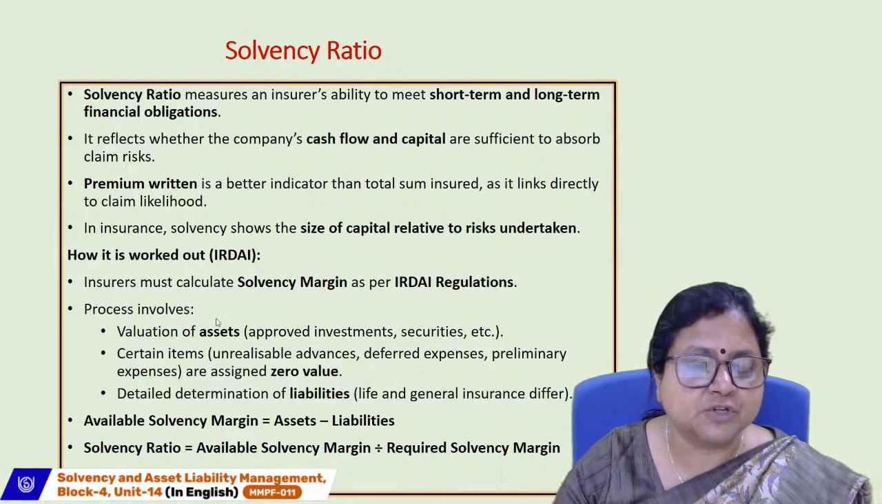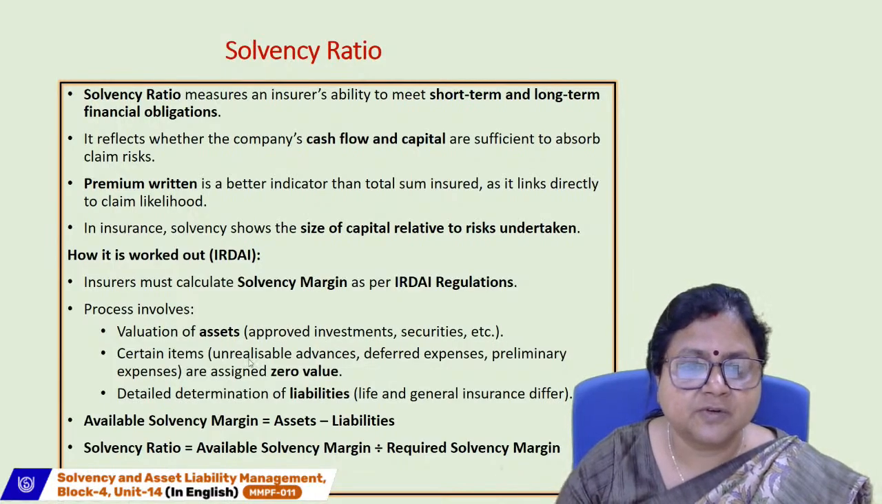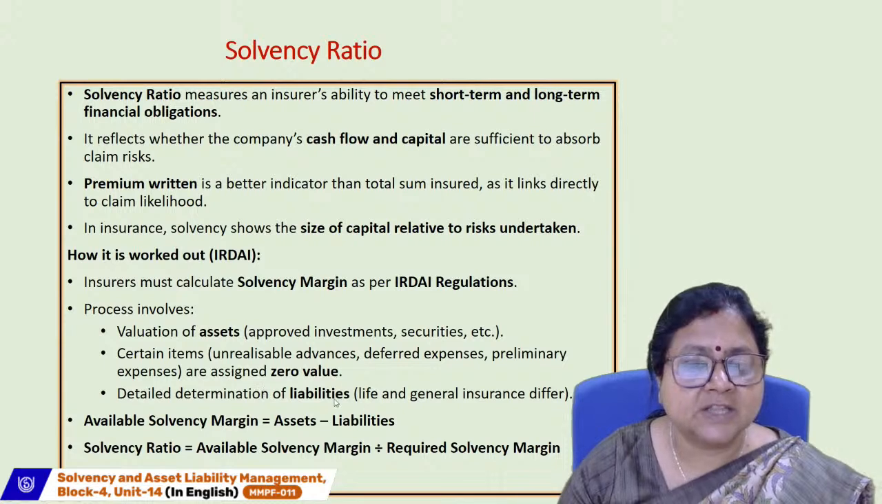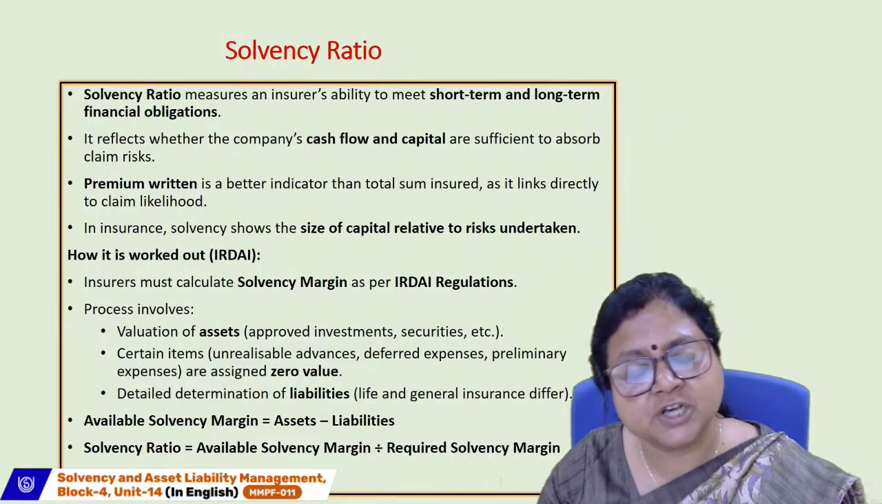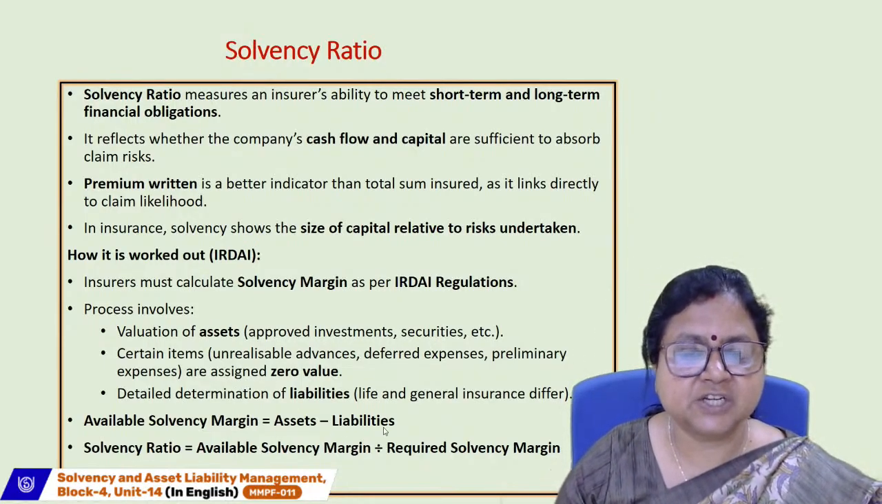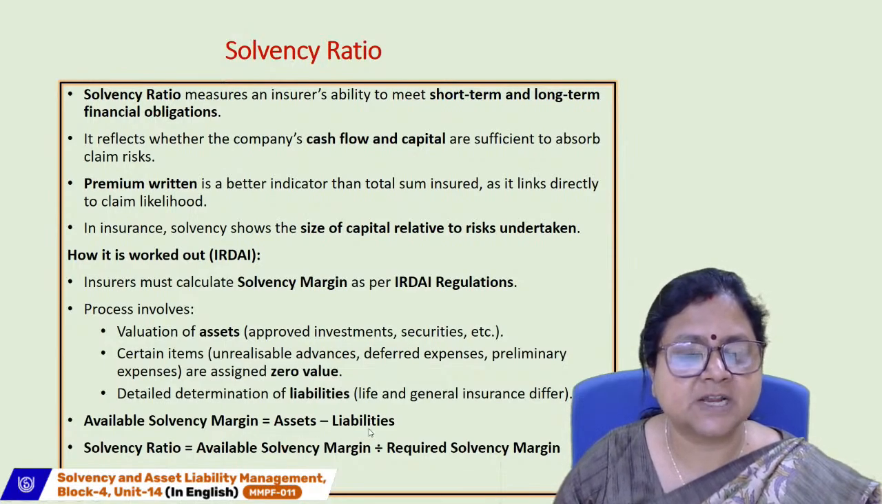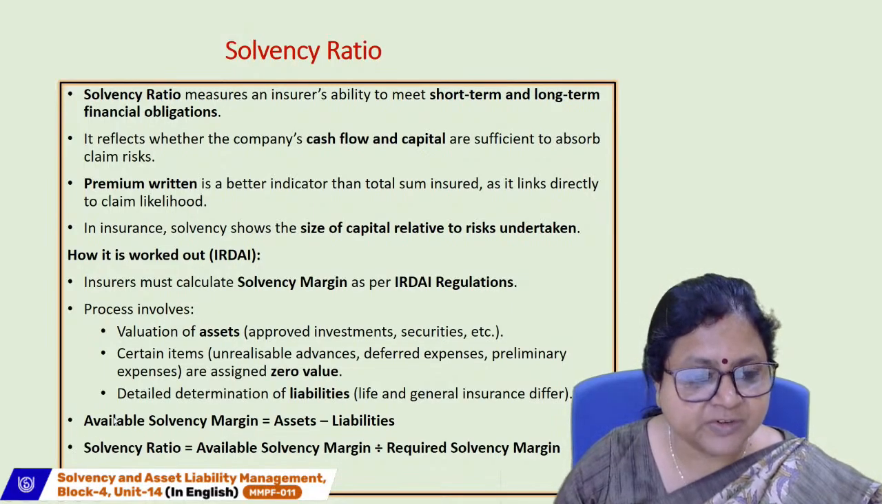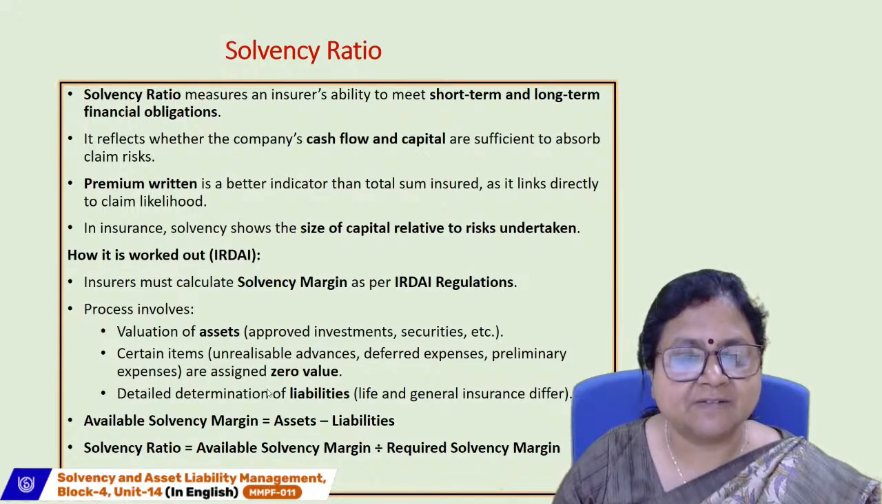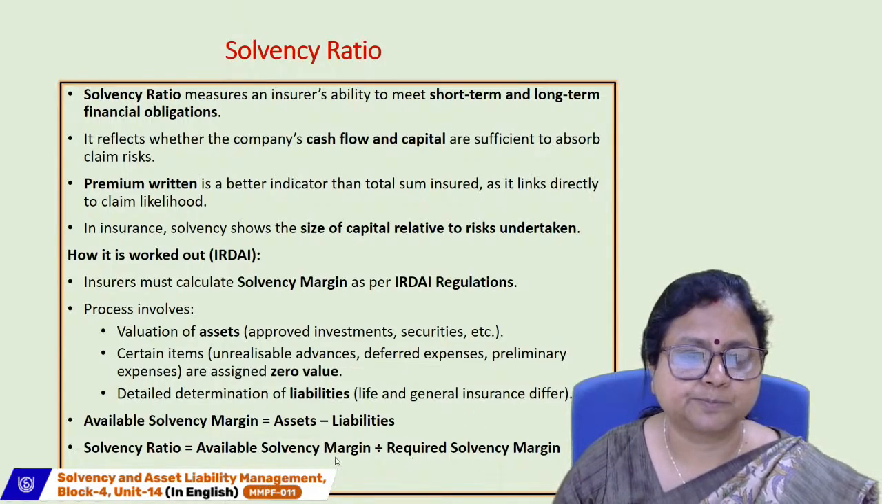So then you have your valuation of assets in terms of cash or approved investments in securities, minus the liabilities that you are assessing by forecasting the amount of claims to be settled in future. That differentiation, assets minus liabilities, will give you the solvency margin. Now, how do we calculate the solvency ratio? It is the available solvency margin minus the required solvency margin, which will give you the solvency ratio.